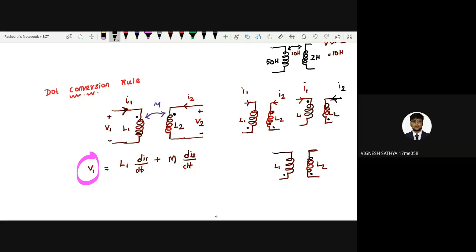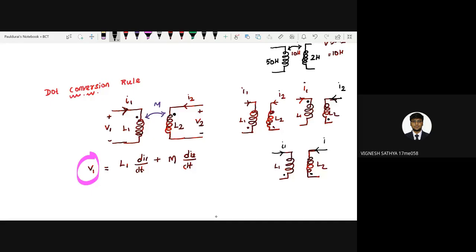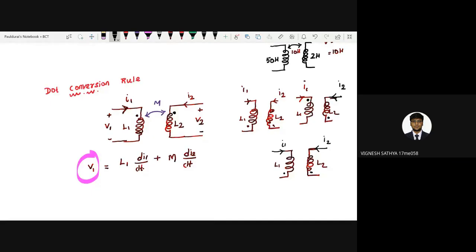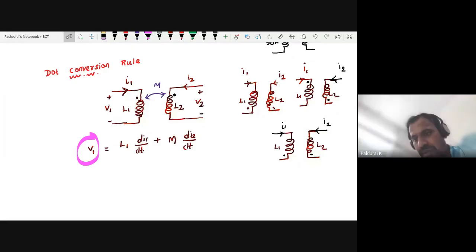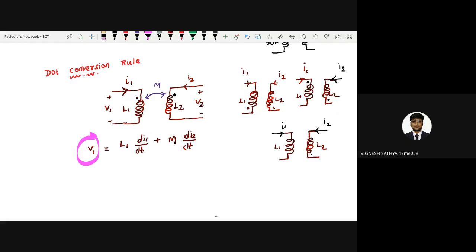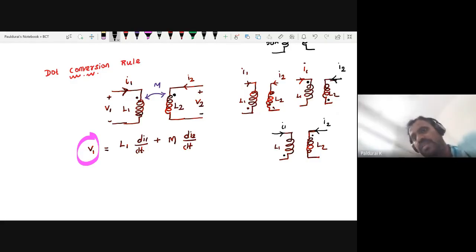Sir, that is already the second case, both may be leaving. Okay, thank you. So what can we do? What have I given in the third case? One is leaving, another one is entering. So this time I1 is leaving and I2 is entering.